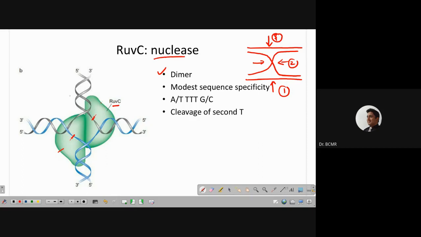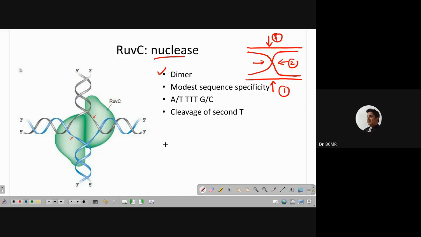Instead, they may also bind sometimes, say I'm just drawing another one, they could bind here like this, and in that case they might break here and here. So whether a Holliday junction will be broken in site 1 or site 2 will depend on how RuvC is bound. I hope you understand that. So it's a random chance that RuvC might bind in this way, or it might bind in this direction. Okay.